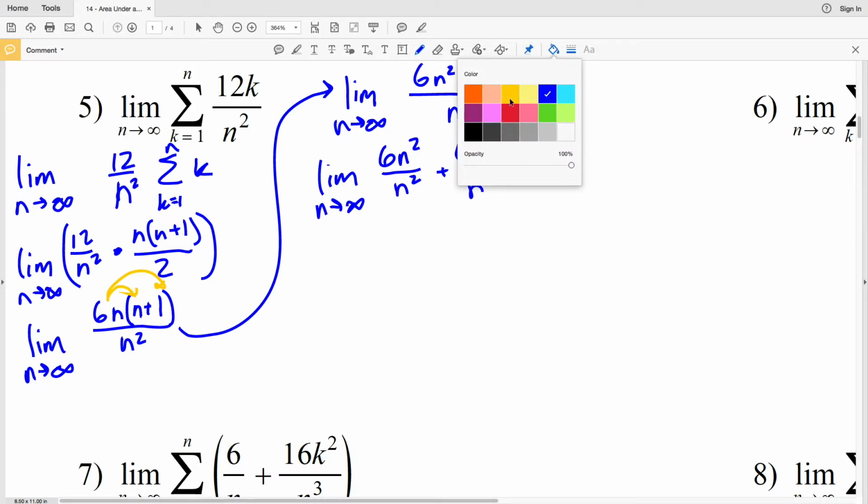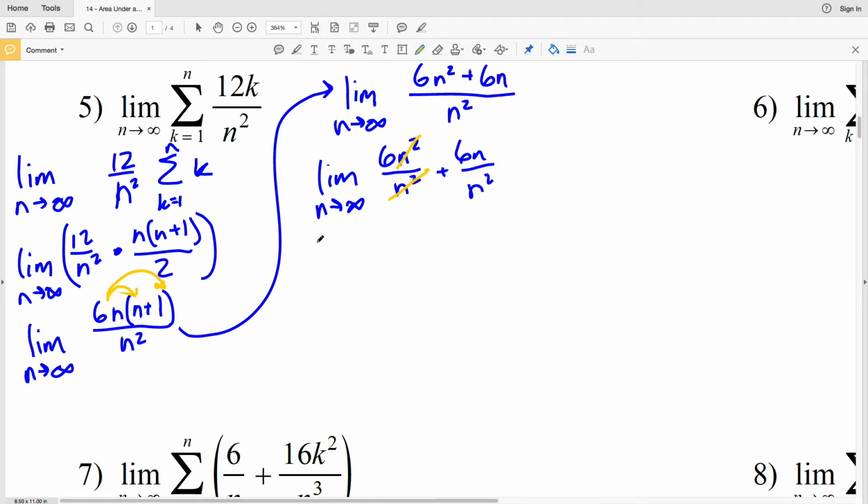So you can see my n squared will cancel out in my first term, so I'll have the limit as n approaches infinity of 6 plus 6n divided by n squared, which is going to be 6 over n, because my n in my numerator will cancel out one of my n's in my denominator.